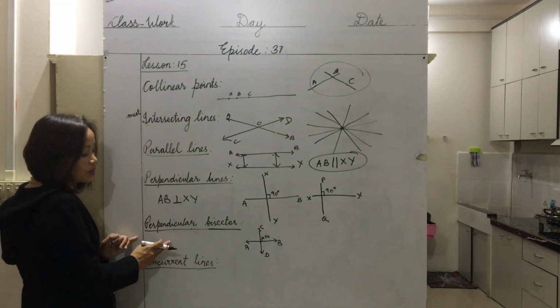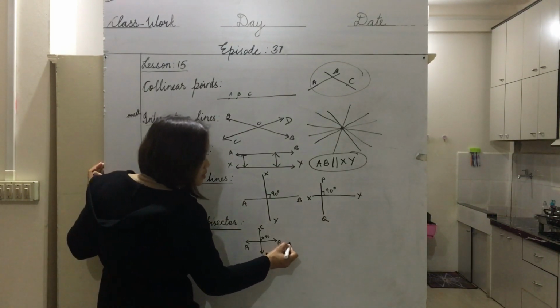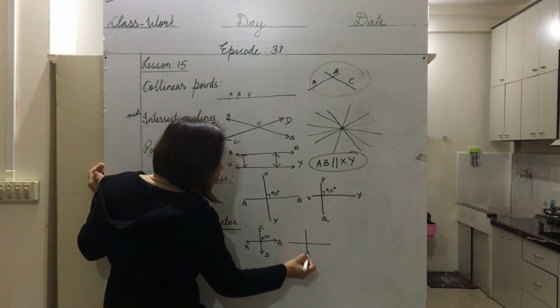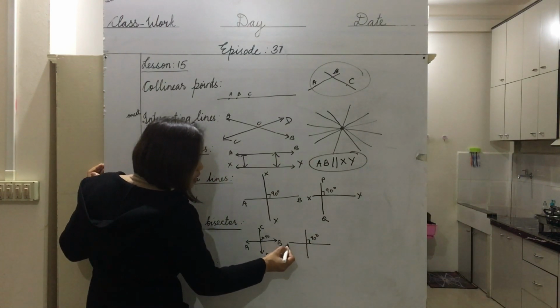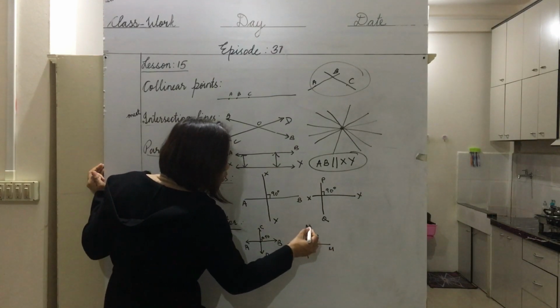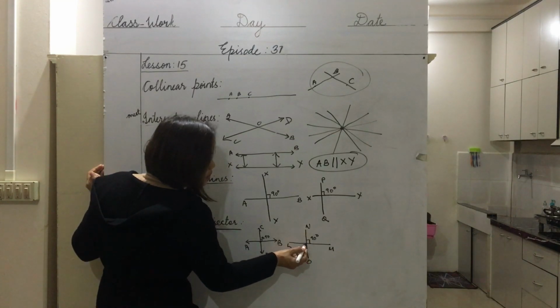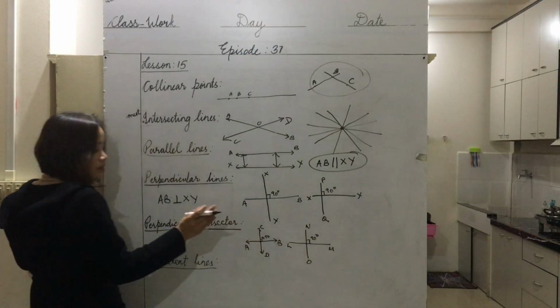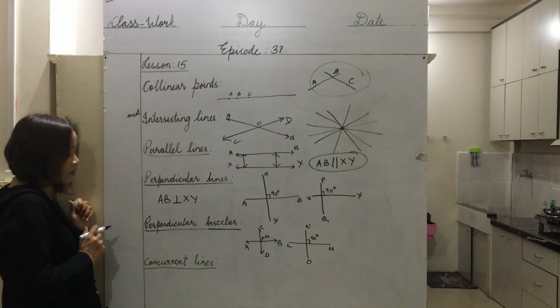For a perpendicular bisector, they make 90-degree and also cut at the midpoint, like LM and NO. These lines are called perpendicular bisector, right?